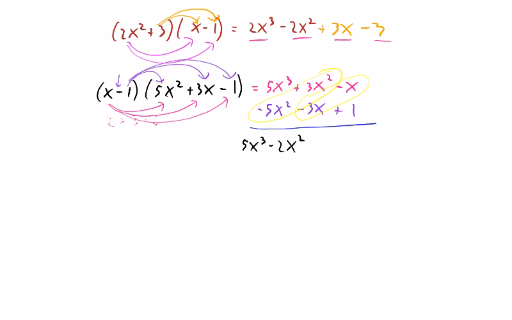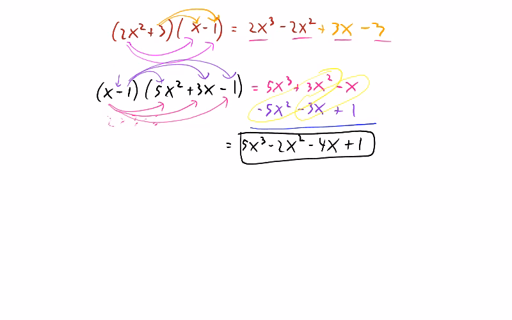And then we have a minus x and a minus 3x term, and so those will combine to give us a negative 4x term, and then we have to add on 1. So our final answer, when we expand the polynomial and combine like terms, is 5x cubed minus 2x squared minus 4x plus 1.